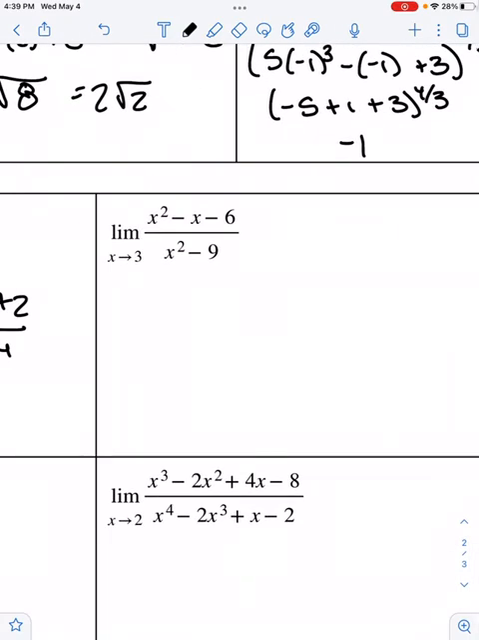Again, start by trying to plug in first. However, if we did plug in first here, on the bottom, we would end up getting 0, which is undefined. So what you want to try and do first is simplify the fraction.